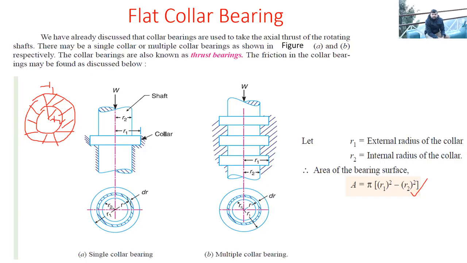First, let's consider this single collar shaft and derive the expression for frictional torque. Also, these flat collar bearings are also called thrust bearings. In figures A and B, single collar and multicollar bearings are shown. All right, so let's move on to the derivation.